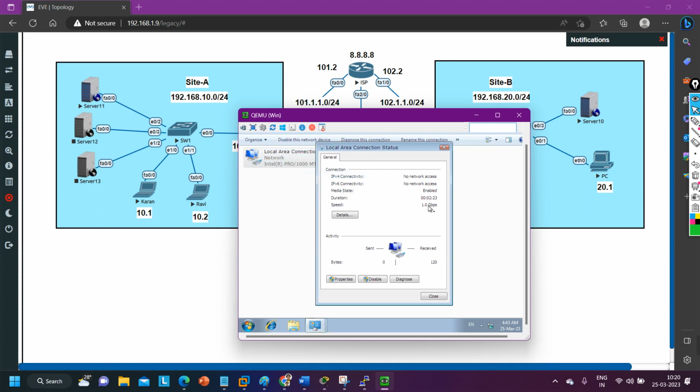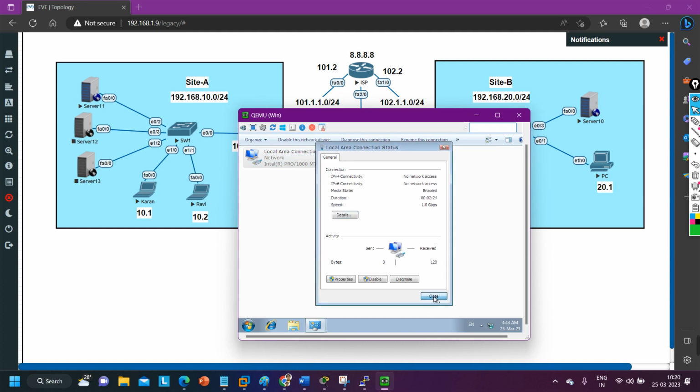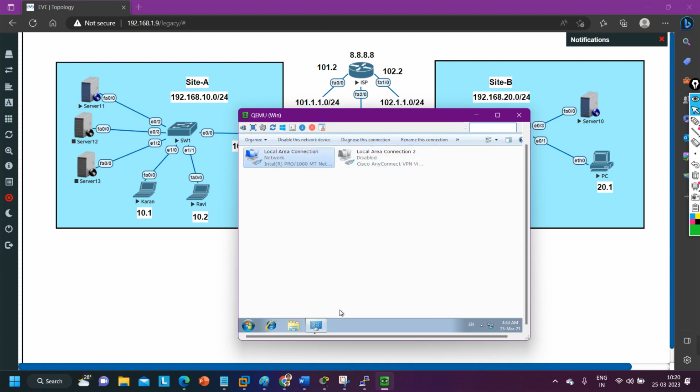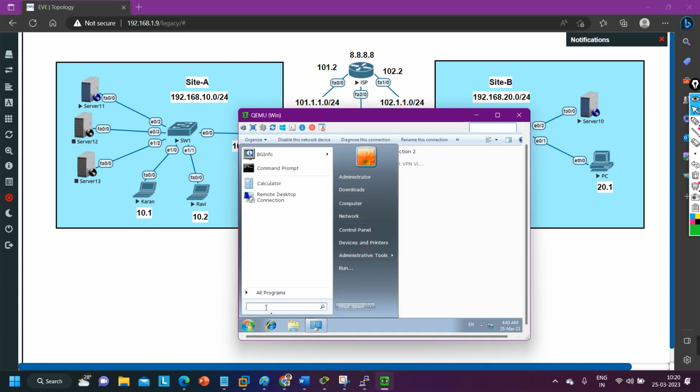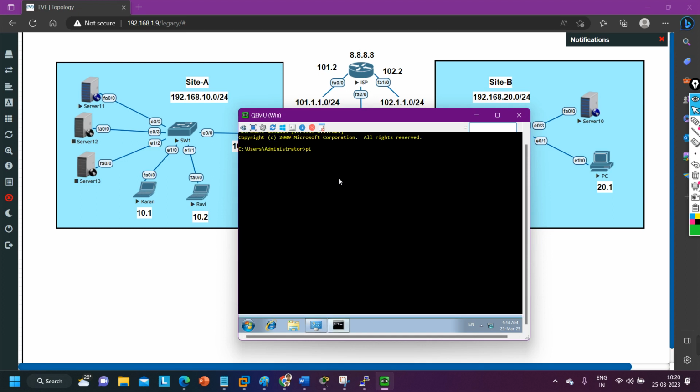First of all, let me check the IP details. IP address is 10.1.1.10. Okay, now I am going to ping. Here is the command prompt. From here let me run the ping command, ping 192.168.20.2. So through the private IP address I cannot ping this server, yes or no. So I can ping through the public IP address. The public IP address is 102.1.1.1. Let me ping. Yes, you can see I am getting a reply. That means connectivity is there.